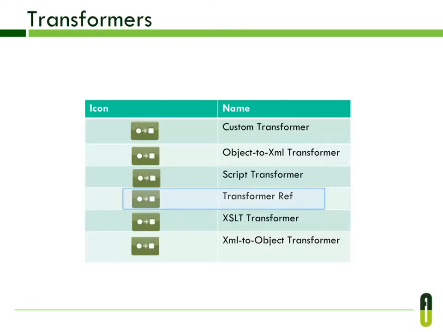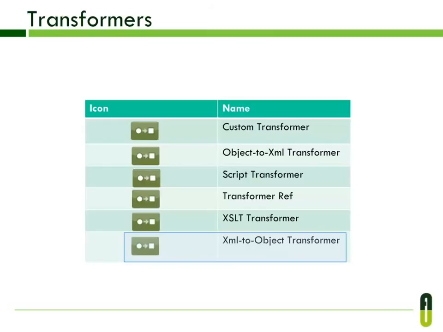Transformer ref. This transformer is used to reference a global transformer. XSLT transformer. This transformer is used to transform XML using XSLT. XML to object transformer. This transformer is used to convert XML to Java Bean graphs using stream.